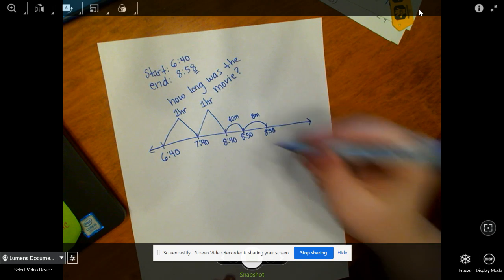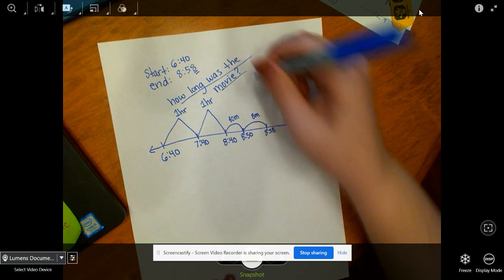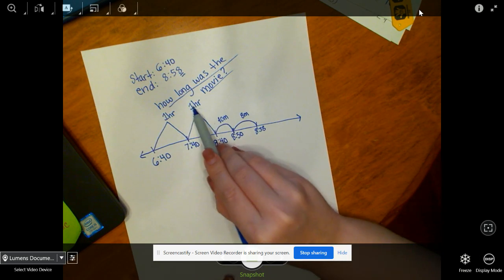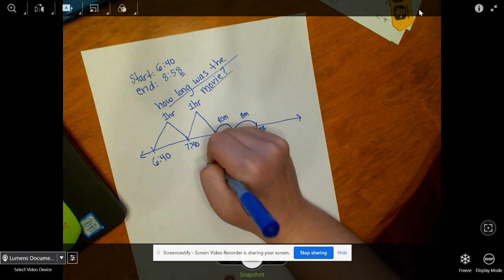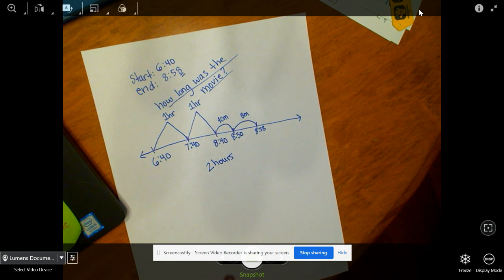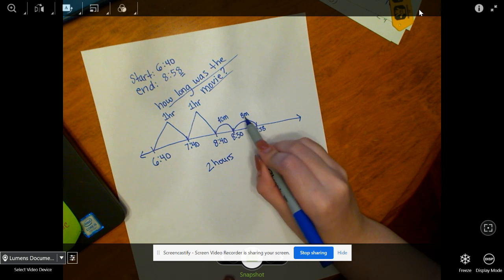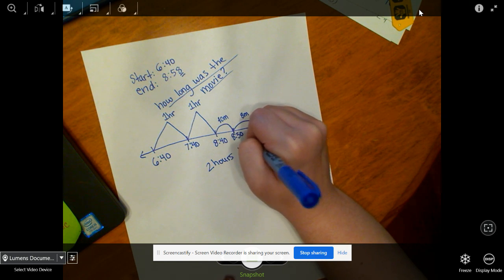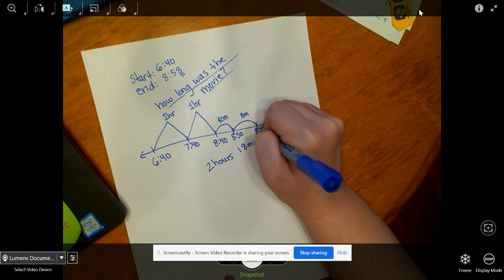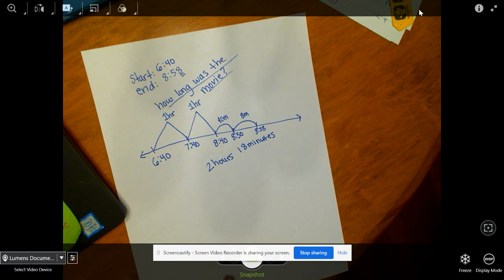But now I need to answer the question, how long was the movie? Well, I have a bunch of little hops here. If I add them together, I'm going to get the length of the movie. So I'll add my hours first. 1 hour plus 1 hour, that's 2 hours. And then I can add my minutes. 10 minutes plus 8 minutes gives me 18 minutes. So my movie was 2 hours and 18 minutes long.